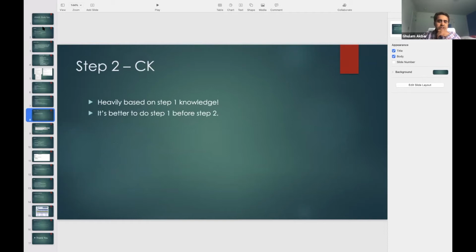Step 2 CK is based heavily on step 1 knowledge. There's a lot of overlap, and my suggestion would be to take step 1 first before step 2. That will make your step 2 CK life easy. The timing of step 1 and step 2 CK is variable, and it depends on when you want to do it. I have seen people, of course, it depends when you change your mind and decide about coming to the USA, and when you start taking your step 1 and step 2.